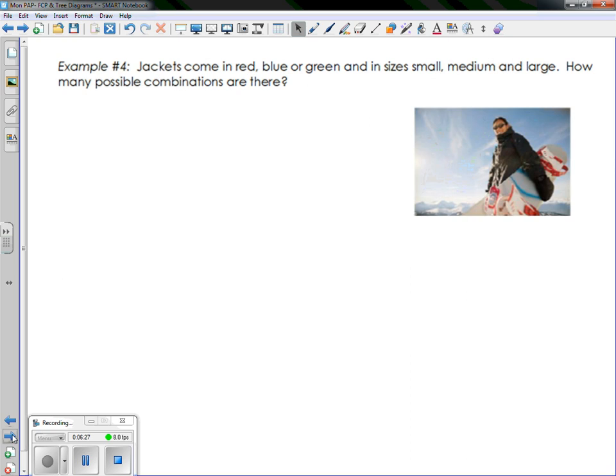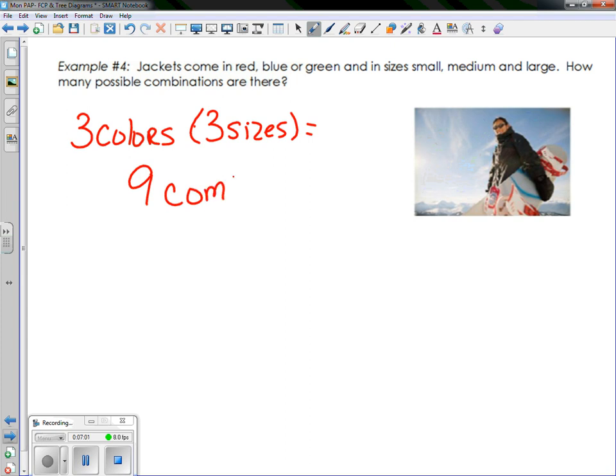So we have, jackets come in red, blue, or green, and in sizes small, medium, and large. How many possible combinations are there? So we have 3 colors that we can choose from times 3 sizes we can choose from. 3 times 3 is 9. So we have 9 combinations or outcomes that we can get.